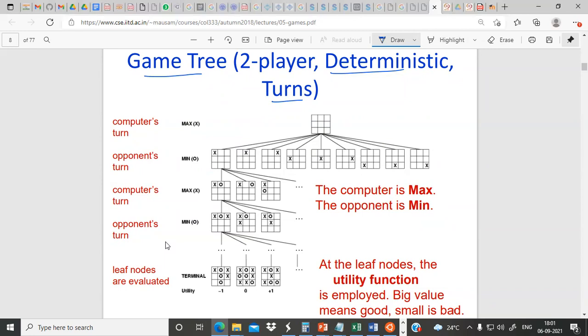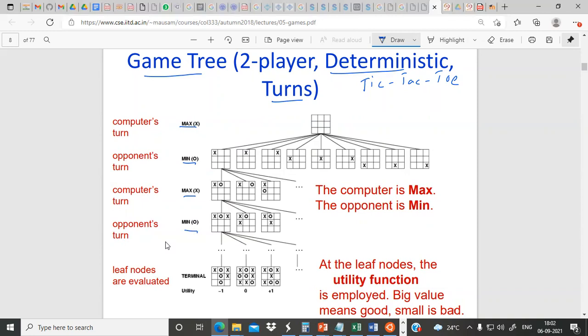This is for a tic-tac-toe game. We are considering it as a deterministic environment, right? Deterministic means we already know the next possible moves. So here, at every alternate turn, we call it max, min. You can see this is max, this is min, max, min, max, min. It goes on like this.